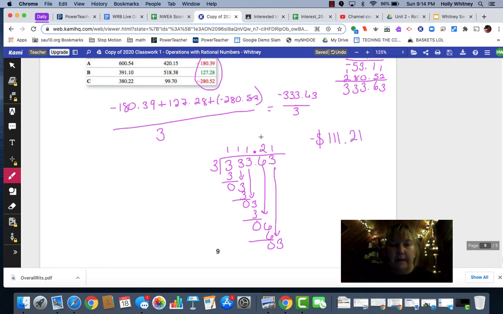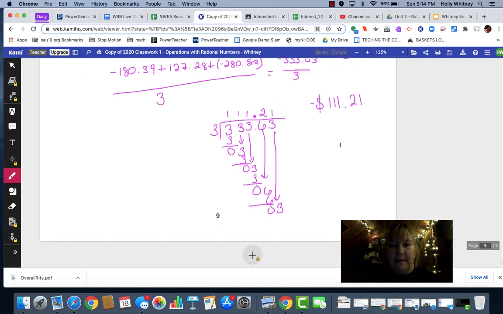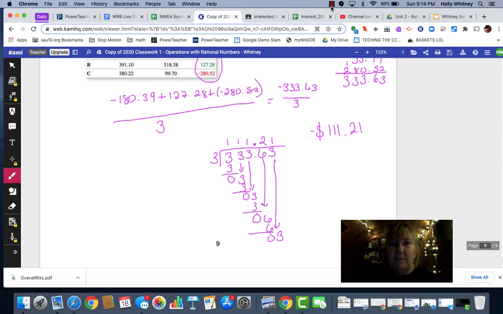Let's review this a little bit. I added up these three numbers, and I ended up with a negative $333.63. Divided by 3, a negative divided by a positive gives me a negative result, and that was a long division to figure that out. So that's multiplying and dividing rational numbers.